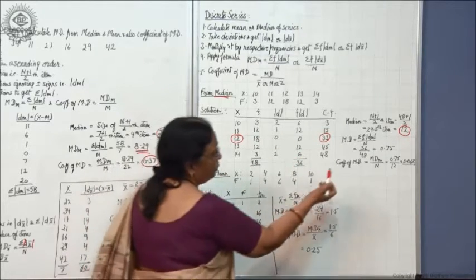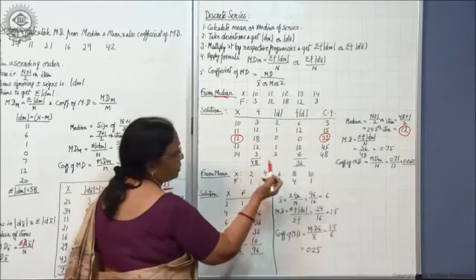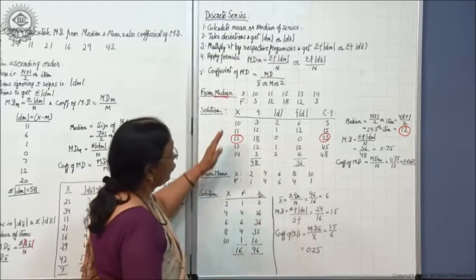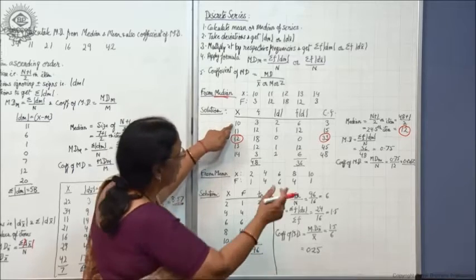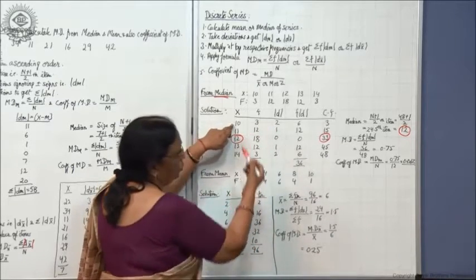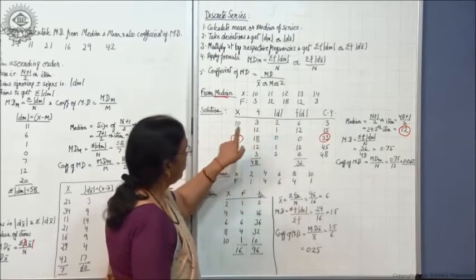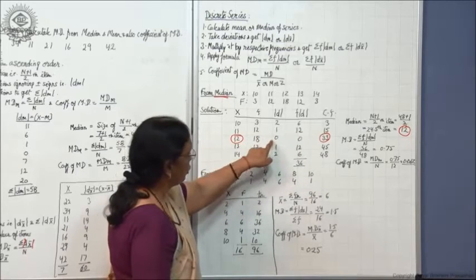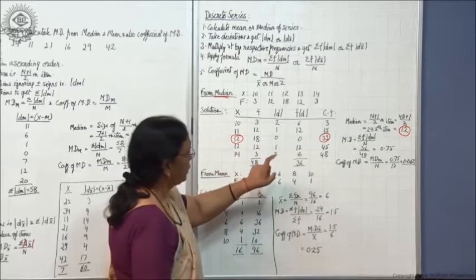Then the mean deviation formula, sigma f dm. For this you have to take out the deviations. This d column gives you deviations from x. 10 minus 12 is 2, ignoring the minus sign. 11 minus 12 is 1, 12 minus 12 is 0, 13 minus 12 is 1, 14 minus 12 is 2.